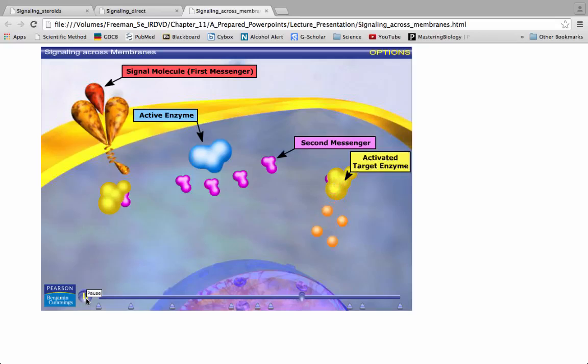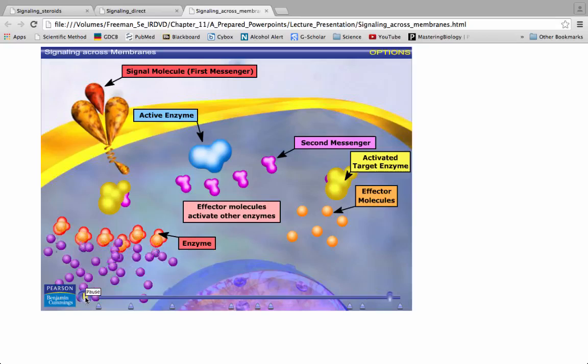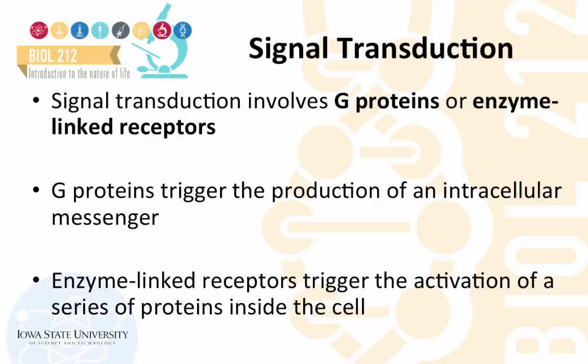which generate further protein molecules that are called effector molecules, that then activate other enzymes that bring about a response to the signal. As we can see, the signal is also amplified through this process. Signal transduction involves multiple proteins. Examples of these proteins are G proteins or enzyme-linked receptors.